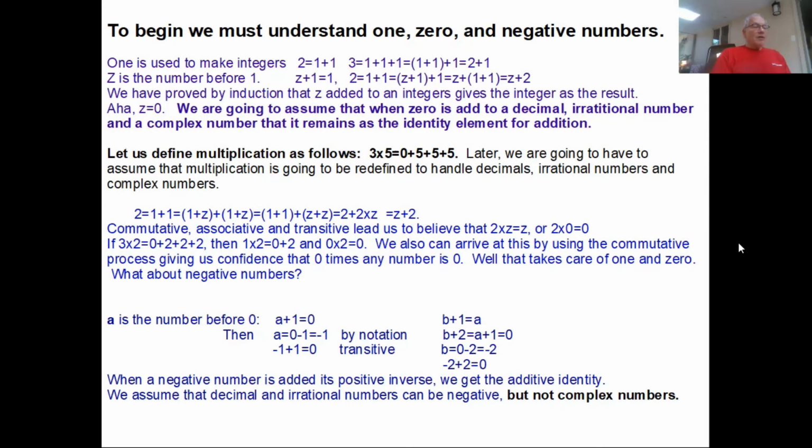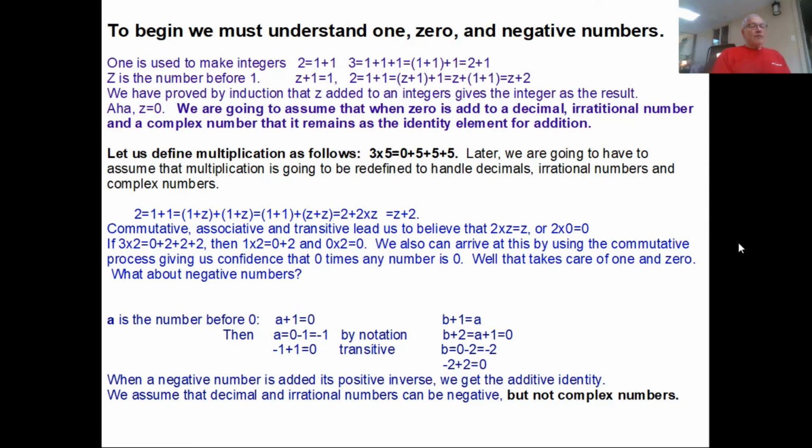What about negative numbers? Well, let a be the number before 0. We know what to do there. a plus 1 equals 0. We subtract 1, we get a is equal to 0 minus 1. And now we define a shorthand notation. 0 minus 1 we'll call minus 1. We did that with multiplication. 0 plus 5 plus 5 plus 5 was written as 3 times 5. And now if we substitute minus 1 back for a, we get minus 1 plus 1 equals 0.